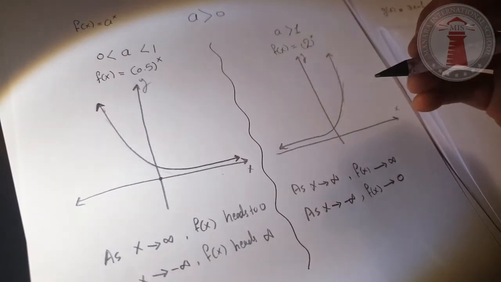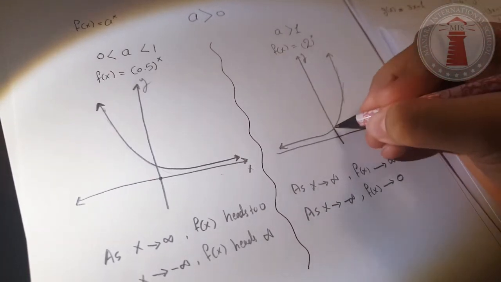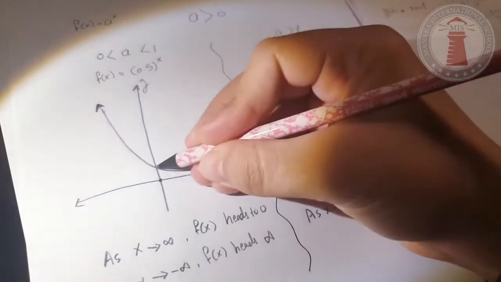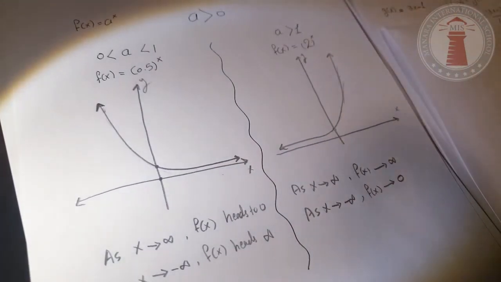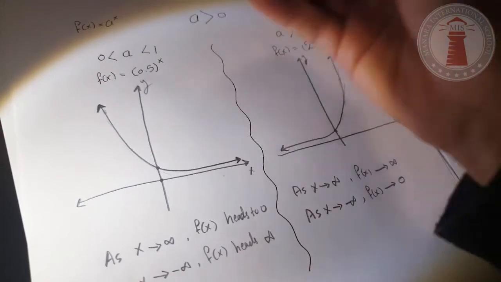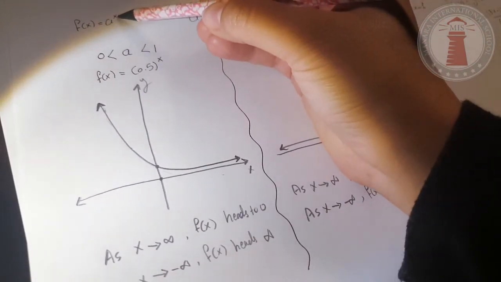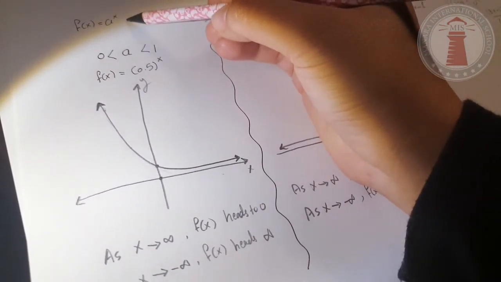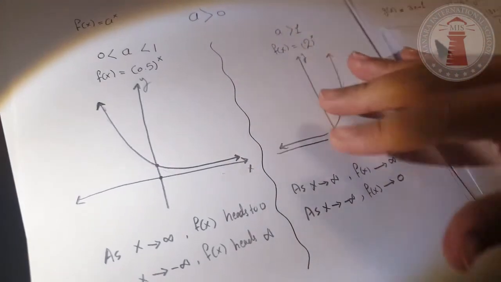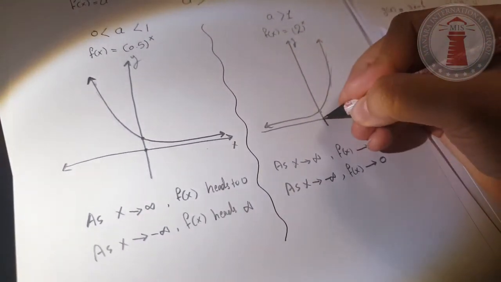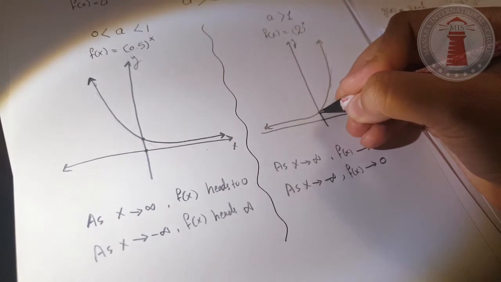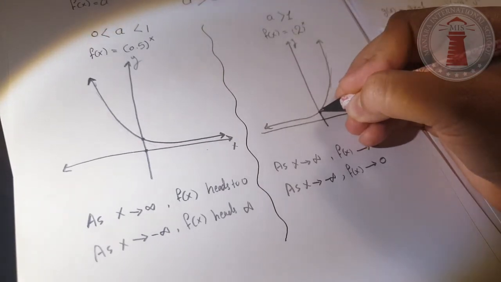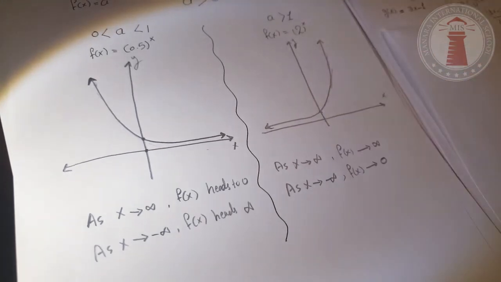It always intersects the y-axis at y equals 1, which is right here. Do you know why? Because if we think about it, no matter what a is, when x is 0, it's going to give us 1. So at the point where x is equal to 0, f of x is always 1, because the power is 0, and anything that has a power of 0 gives a value of 1. So it always crosses the coordinate (0, 1).